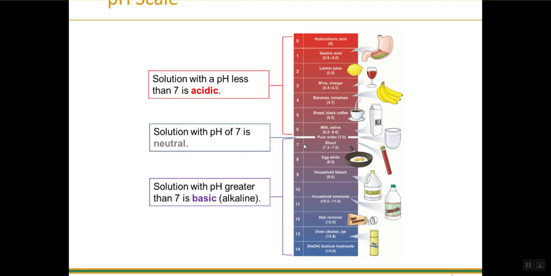If you look at pH of 7, blood is 7.3 to 7.5. That's something you're going to be learning throughout your nursing program. And then if you look all the way towards the top, you'll see sodium hydroxide. You'll see oven cleaners, bleach. These types of things are higher on the pH scale. Egg whites, those types of things. And in class, I'll show you some examples of different ways to look at the pH scale.